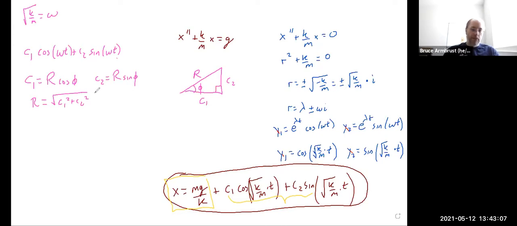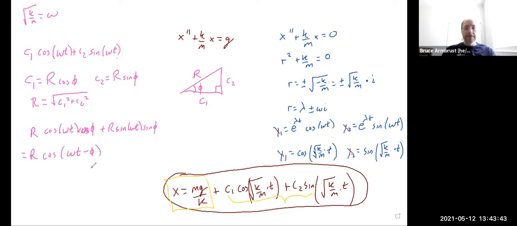So if we define it this way, then that means we're going to have R times cosine of omega t cosine of phi plus R sine of omega t sine of phi. So I just plugged in the C1 and the C2. I can pull out the R, and then if you look at this other piece, that's actually from the difference of angles for cosine. That's the same as the cosine of omega t minus phi.